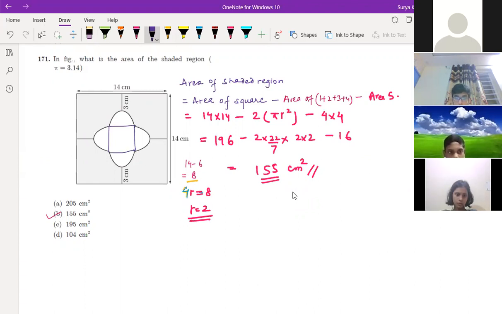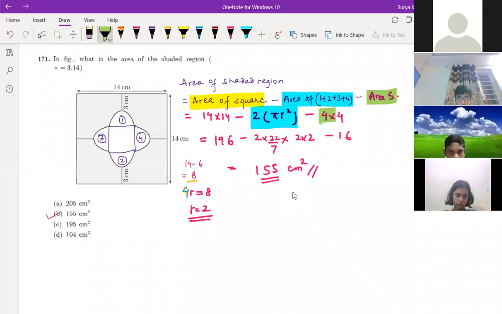So if you see this, first and second become one circle, correct? Yes, sir. And third and fourth also become one circle. That's why see what I've written in the formula: area of a square minus area of 1, 2, 3, 4. 1, 2, 3, 4 is nothing but twice the area of a circle. Okay. Okay, sir. And then I have written last, area of a square.